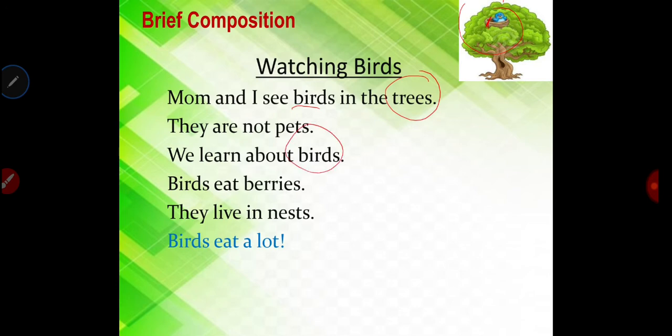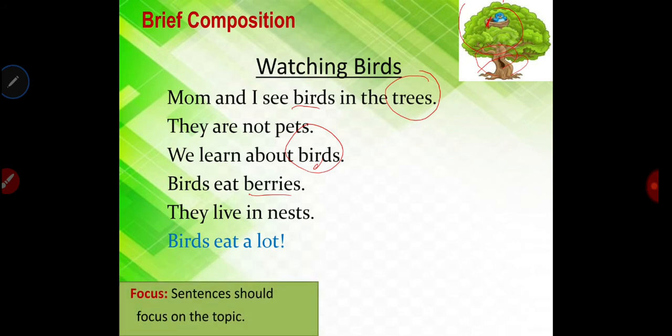So, what are the facts and attributes of birds? So, it talks about birds still. Birds eat berries. So, what are the birds' food? Birds can eat berries. It states here that birds can eat berries, and they also live in the nest, right? And where can you find the nest? Of course, in the tree. So birds eat lots. So this is actually the observation of the author. Understood?